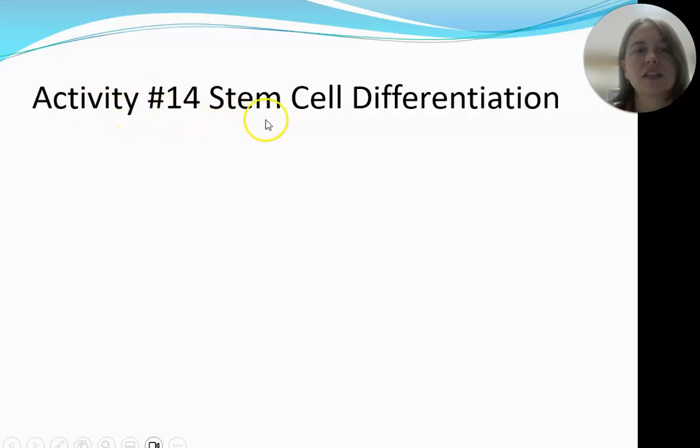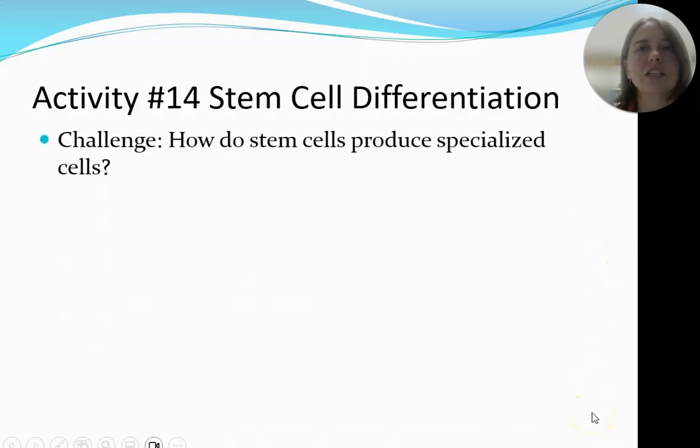So please now write this down. Activity number 14, stem cell differentiation. So how do you get all of your different cells? Please write down the challenge. How do stem cells produce specialized cells? And now when we're writing this, you should either skip 3 lines or start a new page for a new activity. Activity number 14, stem cell differentiation. Challenge, how do stem cells produce specialized cells? So either start a new page or skip 3 lines from your activity number 13 notes.